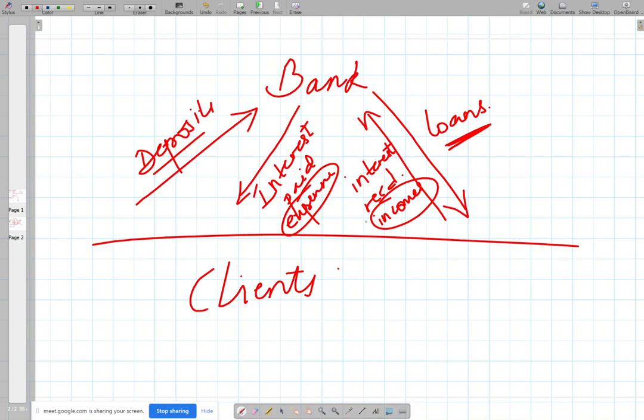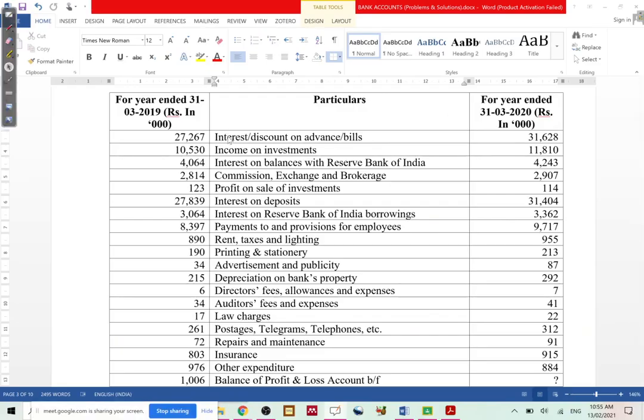One we have already done. Advance means nothing but loans. It's another word for loans. So when the bank receives interest on money which it has given as loans or advances, that interest becomes an income. Or it is interest earned. Fine. So even in this case, this interest on advance will be interest earned.